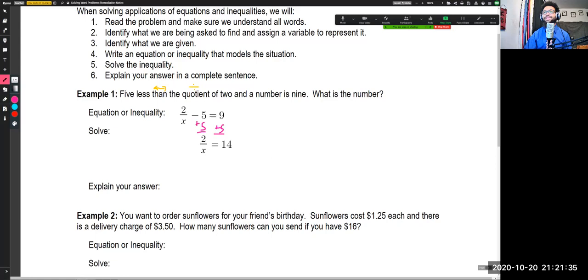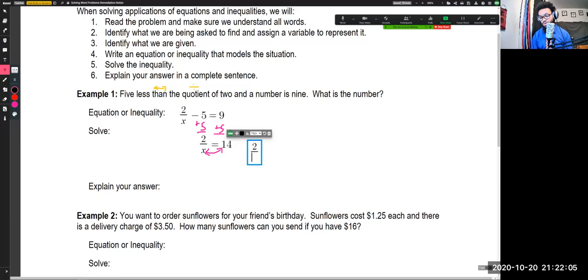I have 2 divided by x is equal to 14. When you see these things like this, it can be a bit confusing. To make it less confusing, when you see this bit right here, if you have recognized it, you can swap these two.